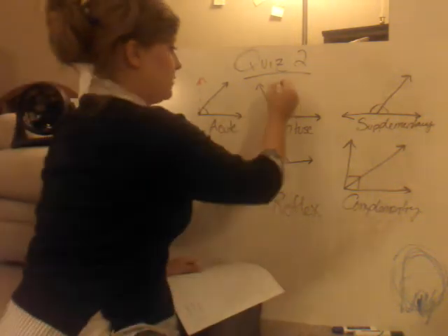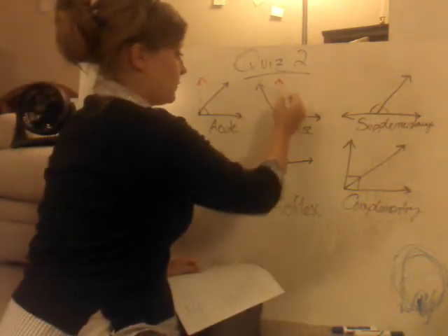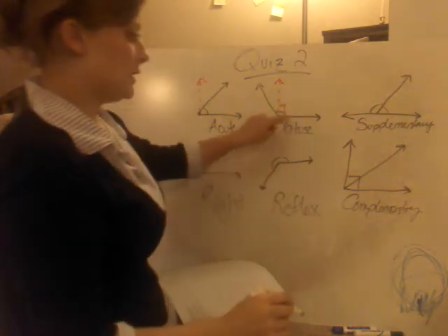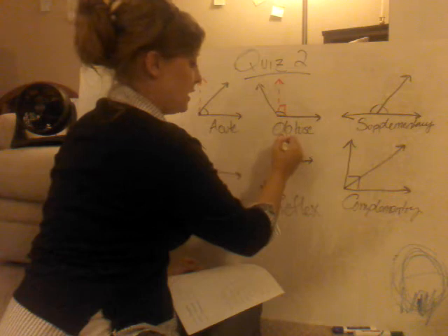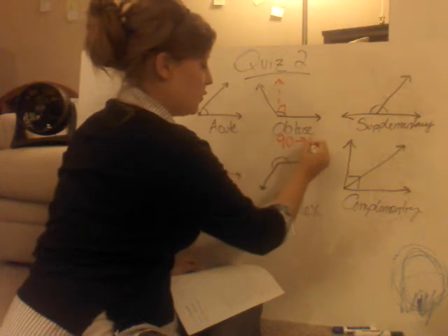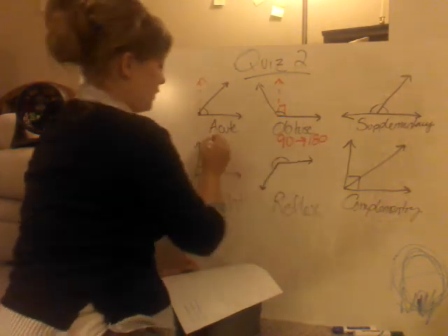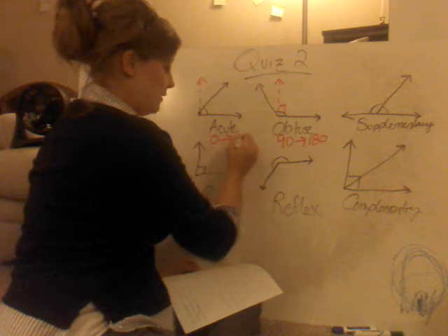My obtuse angle, right? I can see that it is more than 90 degrees. An obtuse angle is anything from 90 to 180. Acute is 0 to 90.